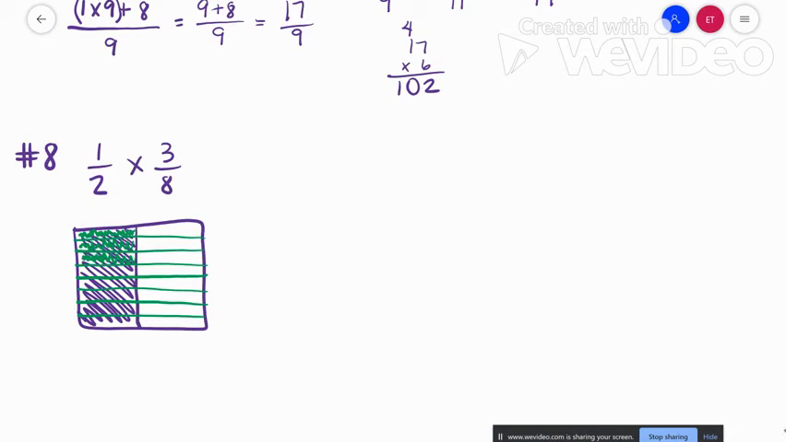Okay. So my product is going to be this shaded area right here, which is, well, 1 times 3 is 3, and 2 times 8 is 16. So 3/16.